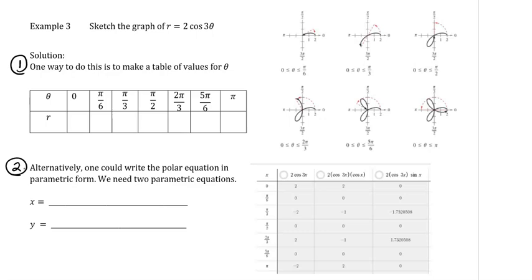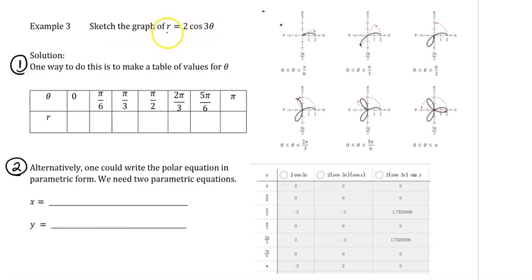So again, we are very familiar with graphing rectangular functions. For example, equations like this, where we would make a table, plug in x values, get out y values, and then we would take these points and plot them to see what that graph looked like. The first method is very similar to that.